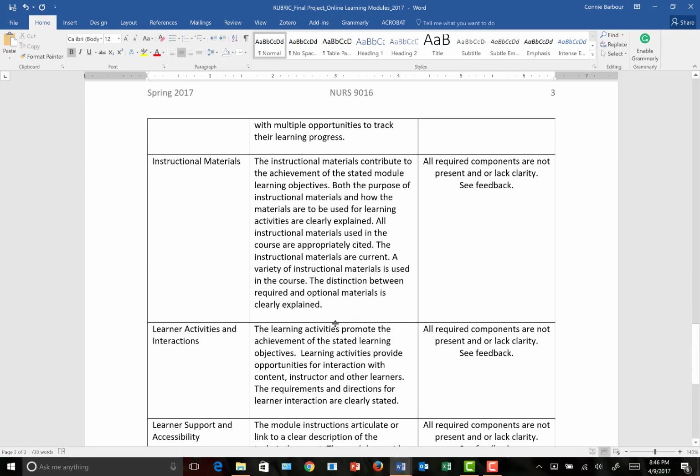And again, the learning activities and interactions. For these few things, I'll be giving you a little bit of feedback on your design worksheet. So I've got some suggestions for you to tweak these things a little bit.